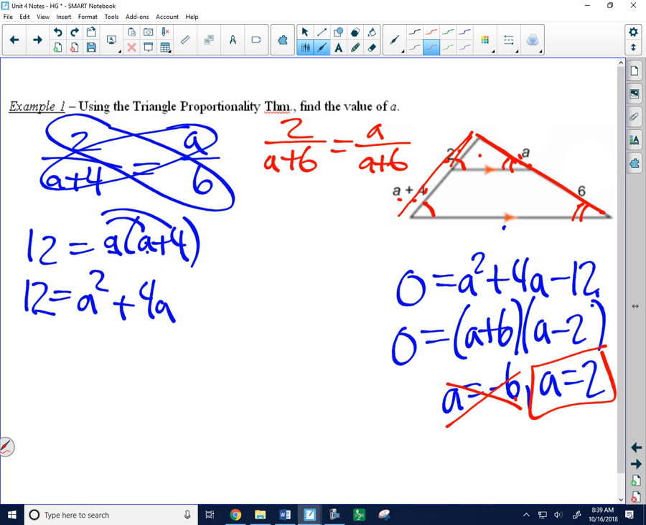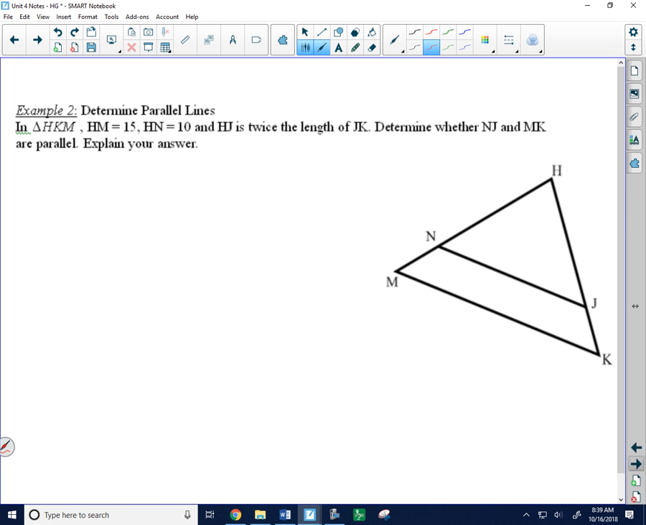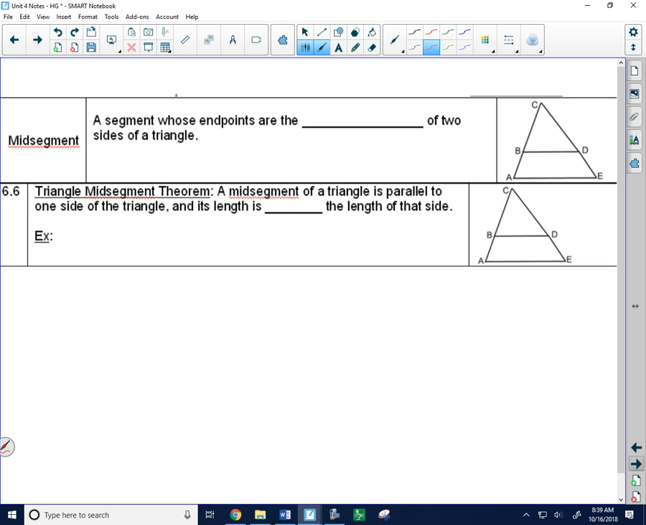Okay. Flip it over. And the next thing is called the triangle mid-segment theorem. And I have to tell you what a mid-segment is first. A mid-segment, you can kind of guess, is a segment in the middle. It's really a segment formed from midpoints. So a segment whose endpoints are the midpoints of two sides of a triangle.